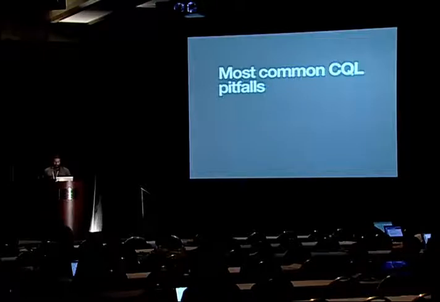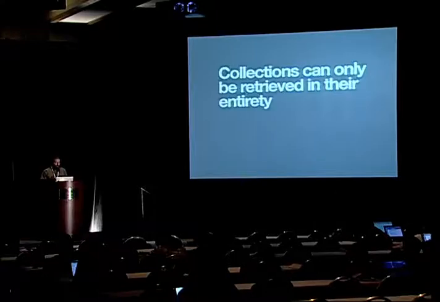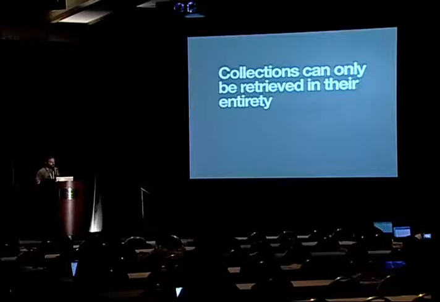The most common ones, and some of the most severe ones that stuck out to me in researching this past month or two, were that collections can only be retrieved in their entirety. So you have maps, and you have sets, and you have lists, but if I want member 20 of a 50-item list, or member 200 of a 5,000-item list, you get the idea.